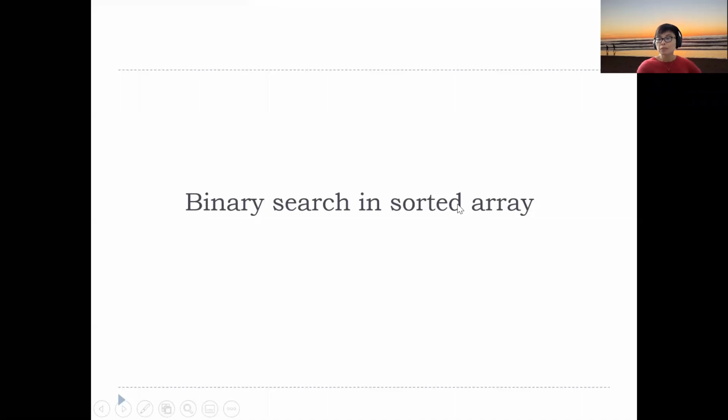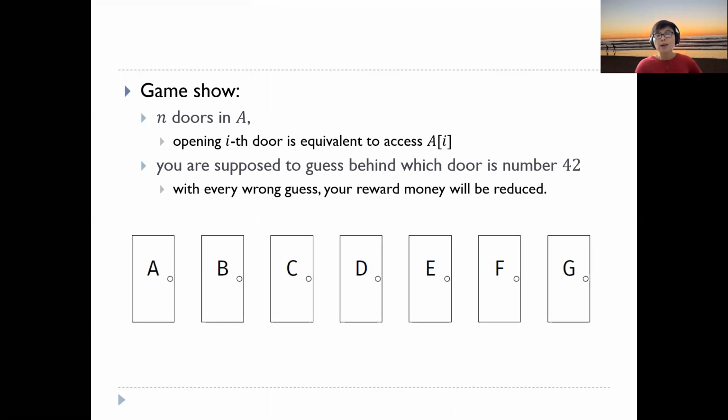All right, so now let's talk about binary search in the sorted array. We just talked about the motivation. Now imagine that you're in a game show. You have n doors given to you, and behind each door there's a number. Opening the ith door is equivalent to accessing the ith element in your array A. You're supposed to guess behind which door is the number 42. With every wrong guess, your reward money will be reduced, which means that to make some prize money, you want to identify where 42 is as quickly as possible.